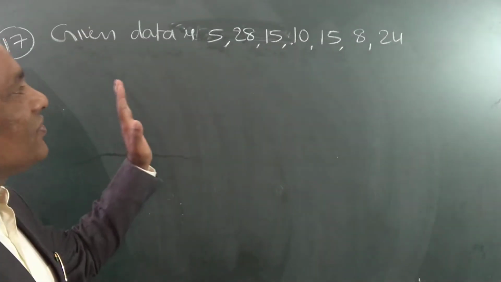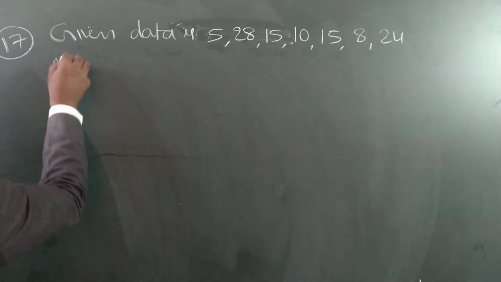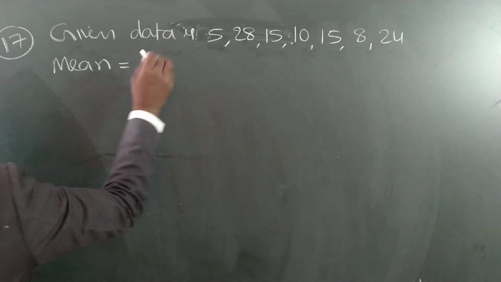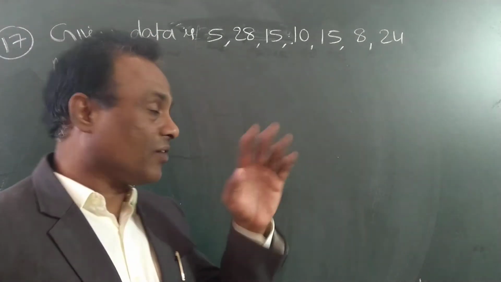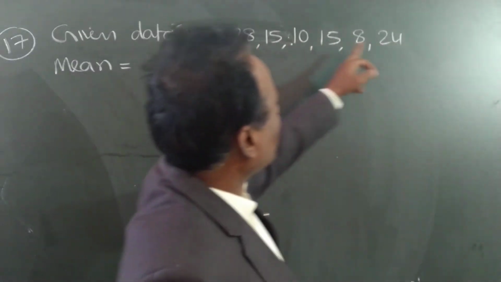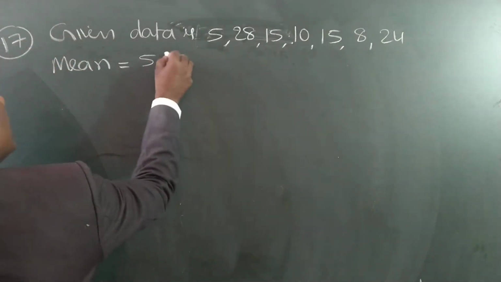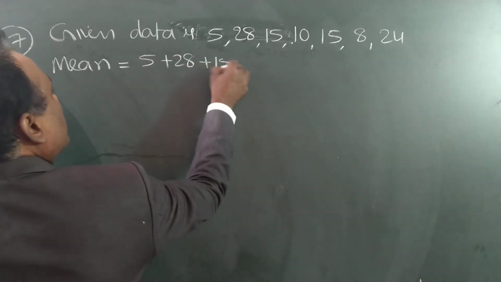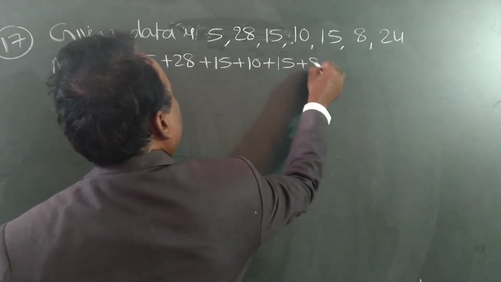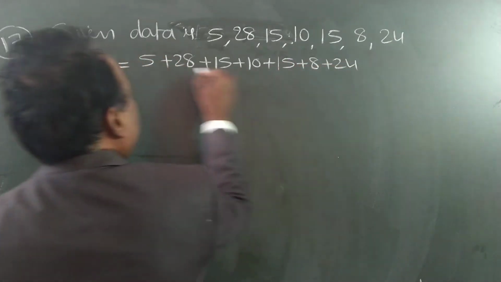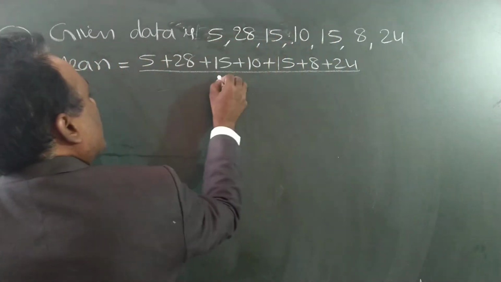I am finding its mean and mode. See here. Find the mean and mode for this data. What is the mean? Sum of all the observations by number of observations. Mean is equal to 5 plus 28 plus 15 plus 10 plus 15 plus 8 plus 24 by how many numbers? 1, 2, 3, 4, 5, 6, 7 numbers.